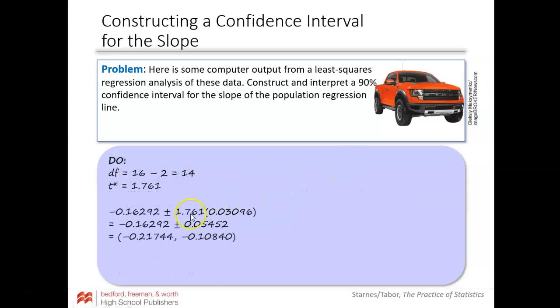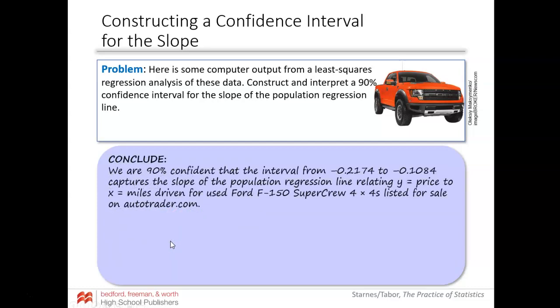All right, so then we can continue on with our confidence interval calculation. We found the margin of error, and then we start by subtracting it off first, and then we add it, and then we get our confidence interval. So of course now we're going to conclude. We are 90% confident that this interval captures the slope of the population regression line that relates the price to the miles driven for used Ford F-150. So again, from that point on, you're just kind of restating what you already stated earlier in the problem, and everything else follows what we know about confidence interval conclusions.